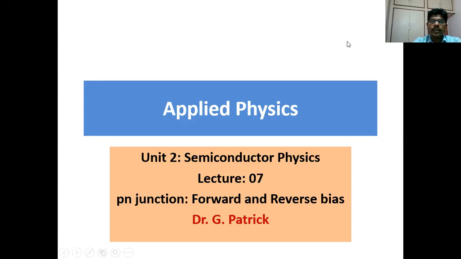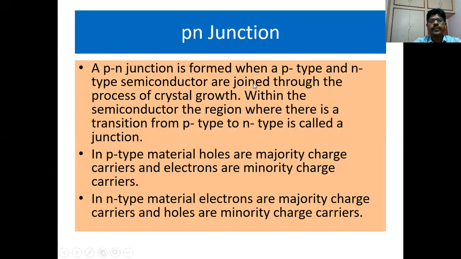In this lecture, we are going to study about PN junction, forward bias and reverse bias. This is lecture 7 of Unit 2, Semiconductor Physics. So what is a PN junction?